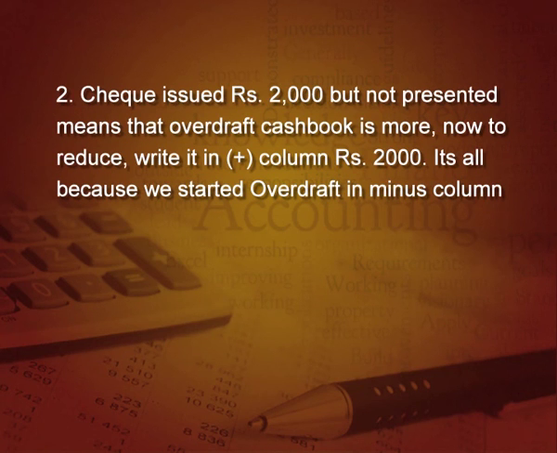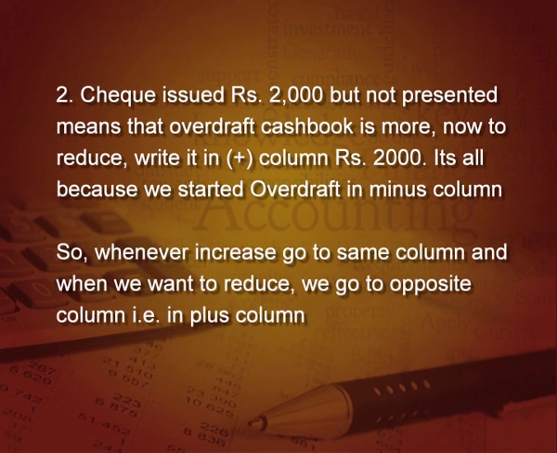I hope you remember that discussion, that add is equal to minus column, minus is equal to positive column. It is all because we have started overdraft in the minus column. So, whenever you increase, go to the same column, and when you want to reduce, go to the opposite column, that is plus column. Let us move on to point number 3.